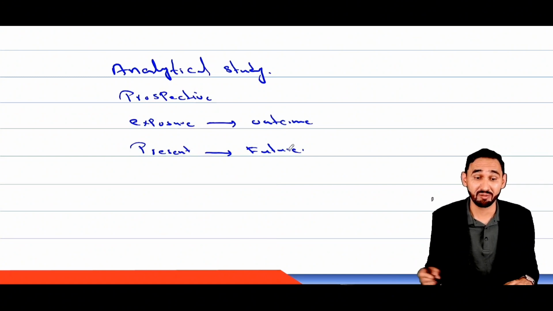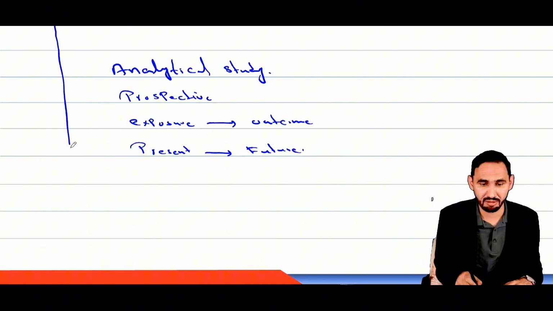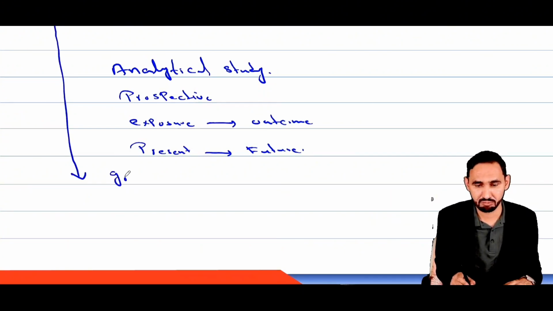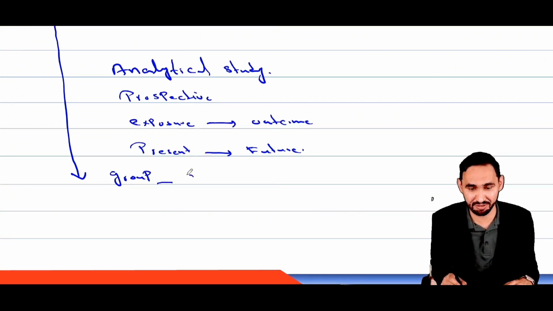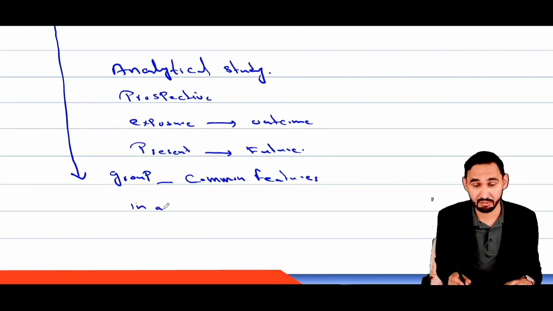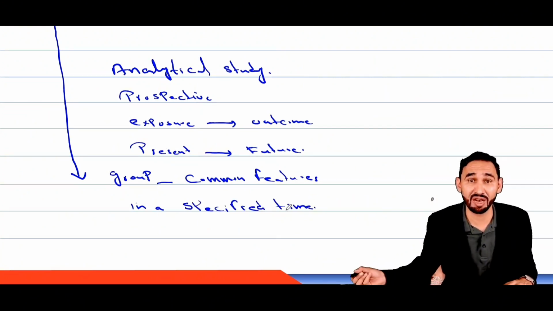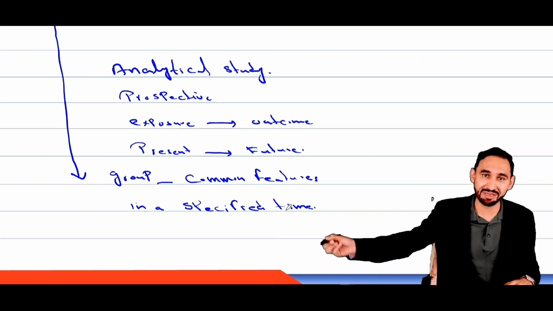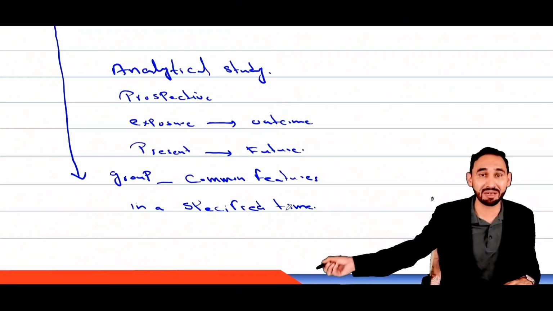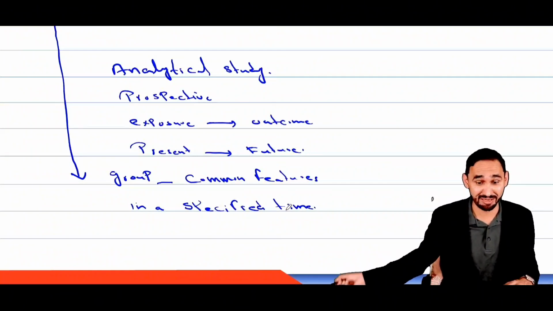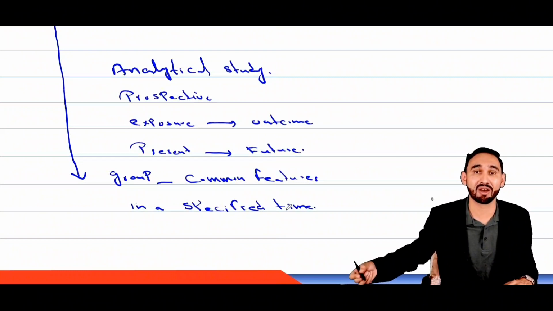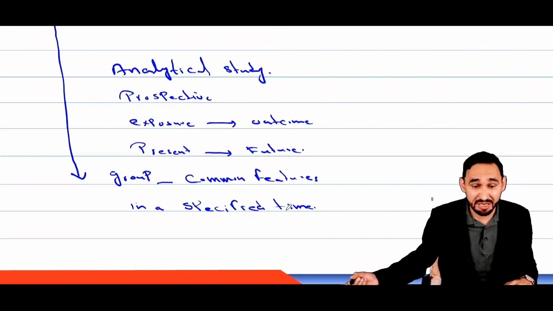What is meant by cohort? Cohort is a group. We select a group of people. Which kind of group? Who share common features in a specified time period. Like birth cohort, cohort of doctors, cohort of engineers, cohort of nurses, cohort of medical students, cohort of fourth year MBBS. There is a group who may have common features in a specified time period.